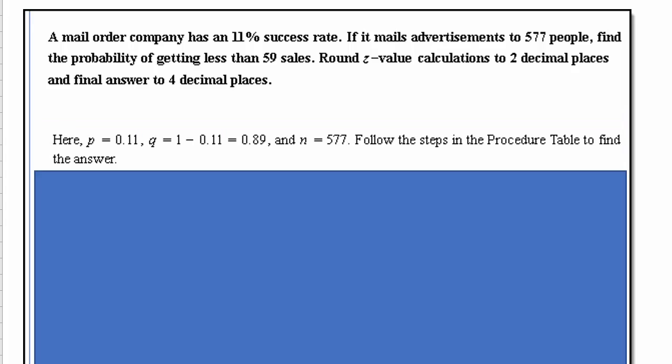Okay, so what do we know? We know that P is 11%, or 0.11. Q would be equal to 1 minus P, so that comes out to be 0.89. And N is 577. So now we need to follow the steps to come up with the answer.